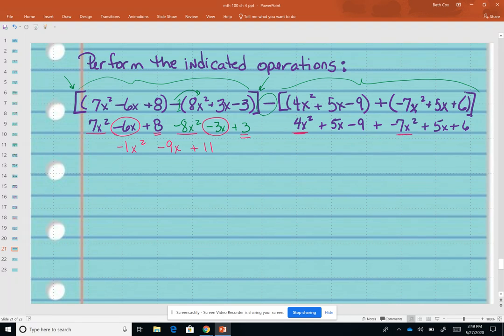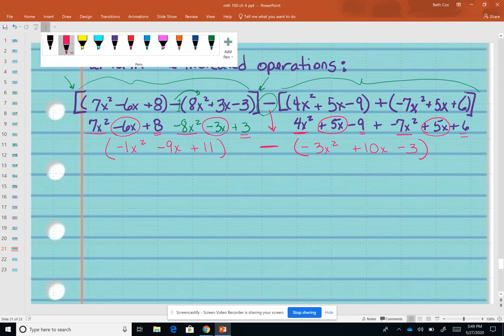So that one goes with that one, so that's a negative 3x squared. And that one's going to go with that one, so that's a plus of 10x. And that one goes with that one, and that's a minus 3. Okay, so now that's the first one. Bring down that minus, and that's the second one. Okay, so now we got a minus again.